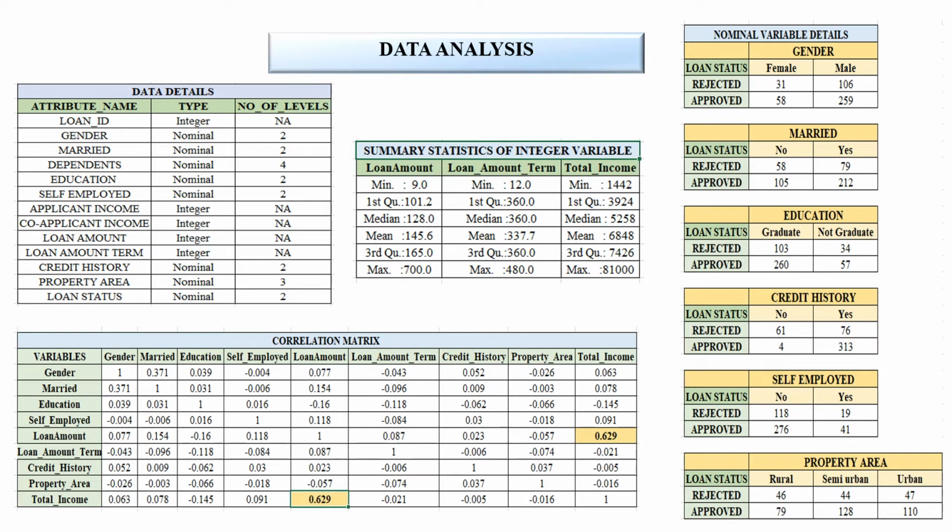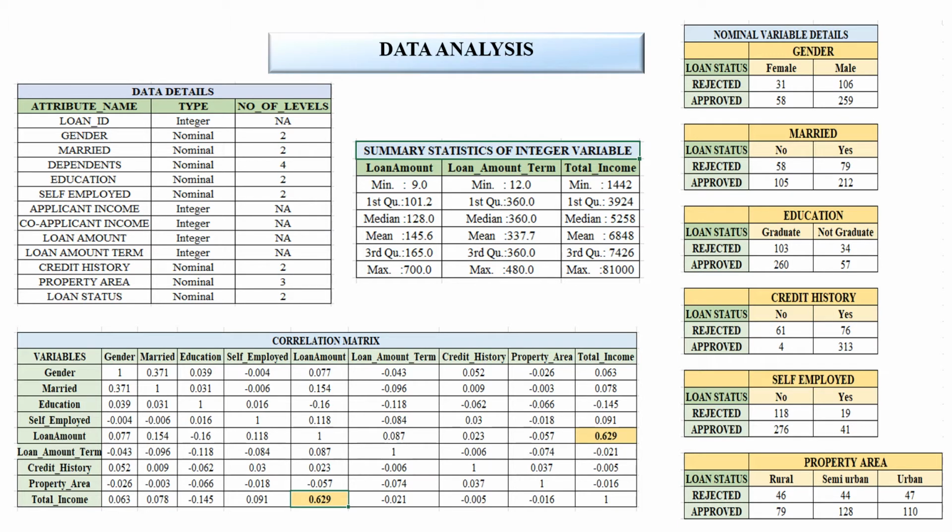Considering the case of education, most of the applicants are graduates. The number of approved applications for graduates is 260 and rejected applications is 103. Whereas for non-graduates, the number of approved applications is 56, which is less than twice the number of rejected applications, 34.